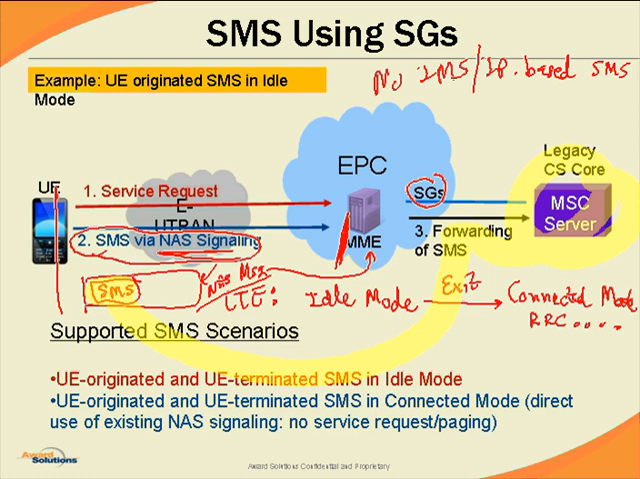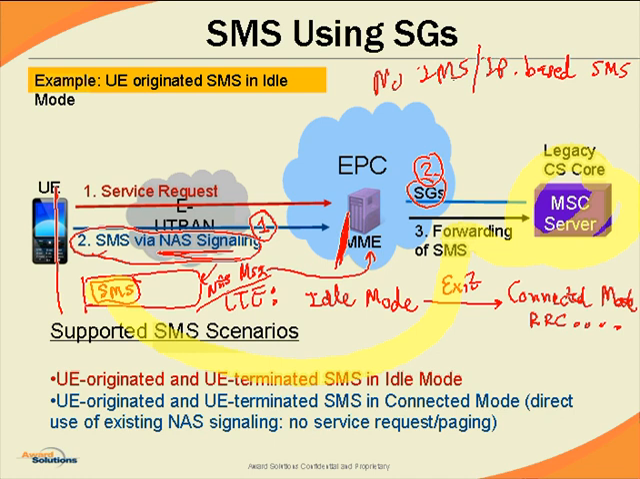So in a non-IP, non-IMS way of supporting SMS, we are relying on two things. We are using the NAS signaling connection between UE and the MME, and we are using the SGs interface. So those are the two key components. Those two together help us send SMS and receive SMS. So we have a variety of scenarios that support it.